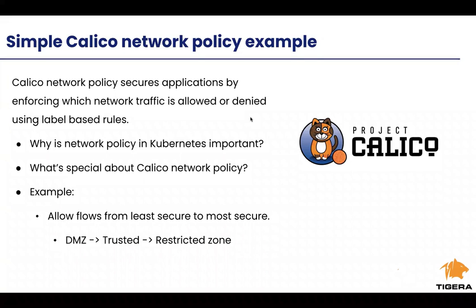So Calico network policy secures applications by enforcing which network traffic is allowed or denied using label-based rules. By default, when you install a CNI, all of the pods will be able to talk to all of the other pods, and they're going to see the source IP of each pod. There are no rules. All of the workloads you deploy to your cluster can talk to every other workload inside of your cluster.